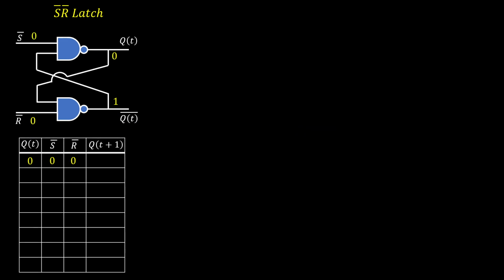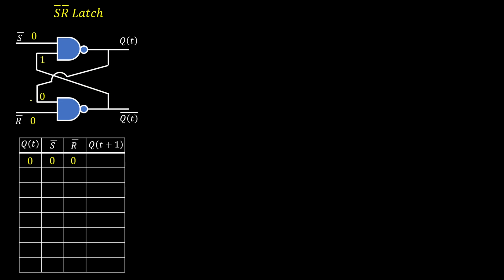Now let's make the state table for S bar R bar latch. Here we have first column present state, and the next two columns we have inputs S bar and R bar, and QT plus 1 is next state. Sometimes we denote it by QN and QN plus 1. Here we are using QT and QT plus 1. Present state is 0, inputs are 0, 0. We can see in the diagram also. Inputs are 0, 0, present state is 0, and complement of present state is 1. These two will go to the feedback.